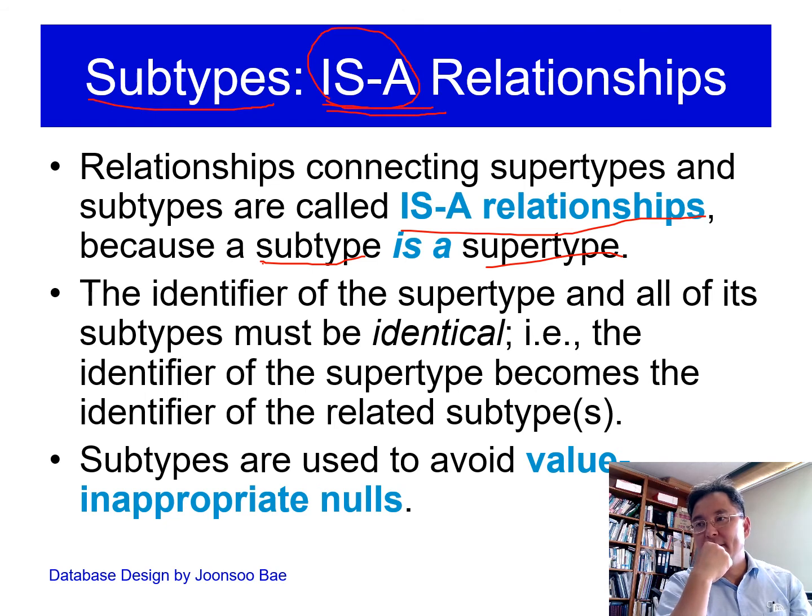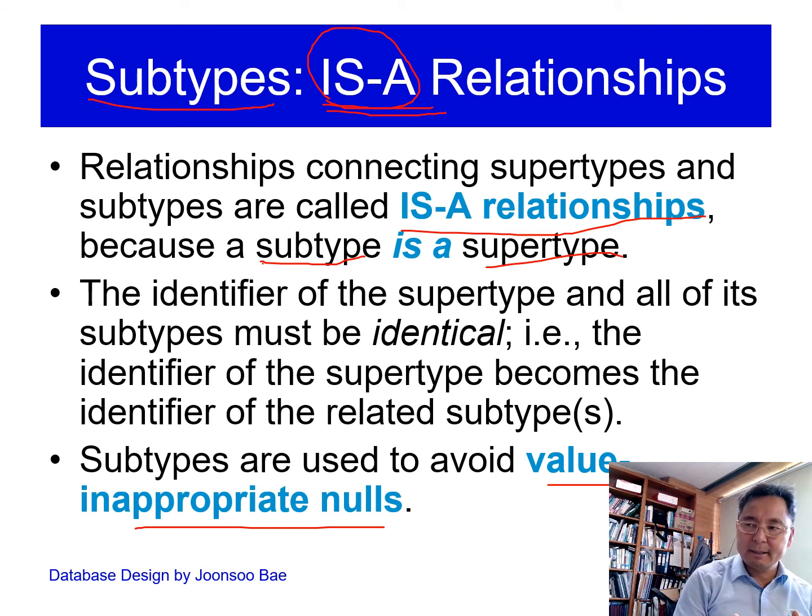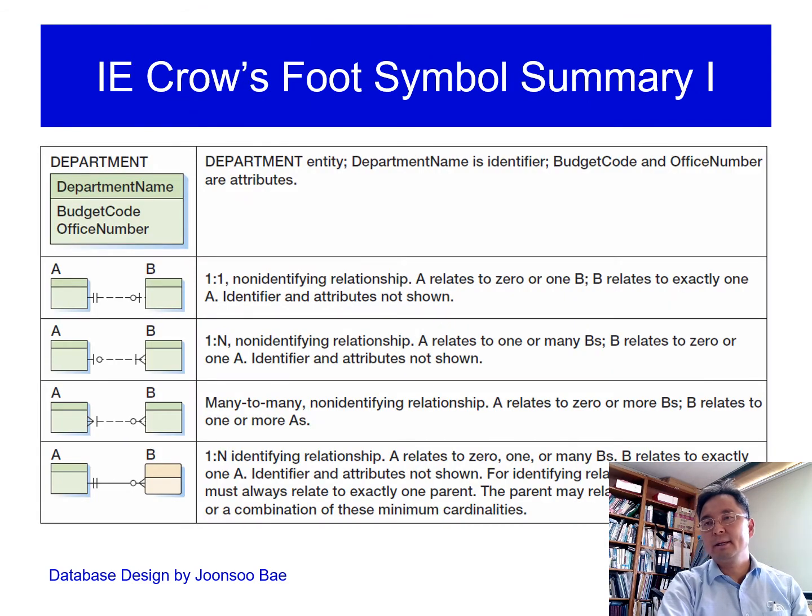This subtype can be used to avoid value inappropriate nulls. So there are some cases where null is not appropriate. In that case, we can utilize these subtype entities. And examples of this are here, and also this one. Next is a summary of all ER diagram symbols.